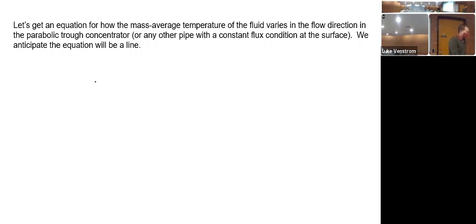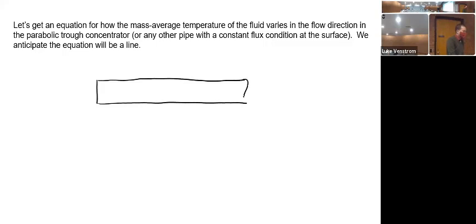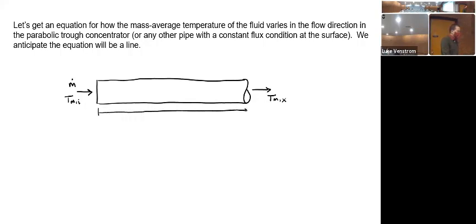So to answer this question, we're going to draw a piece of the tube from the inlet to some location X down the tube. So we've got fluid, the oil, flowing through this tube. It's flowing at a known mass flow rate. The fluid enters at some known mass average temperature at the inlet, and it comes out at some temperature over here. And we're going to say that that's X position down the tube, some position X down from the entrance of the tube.